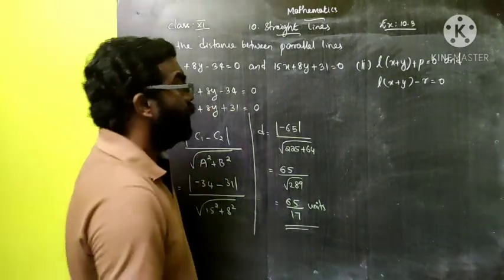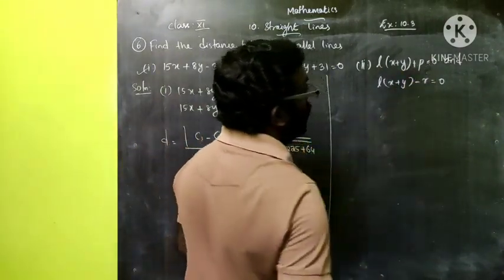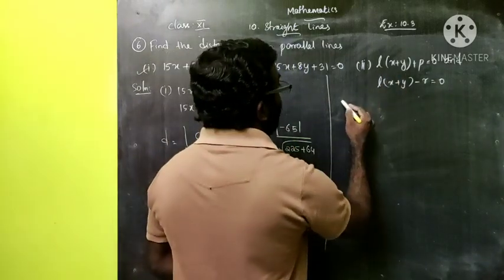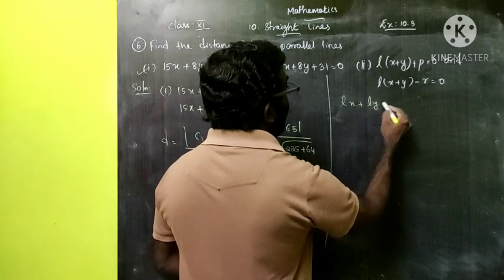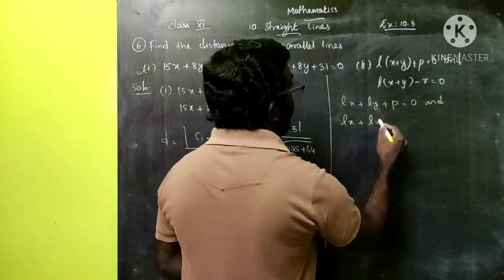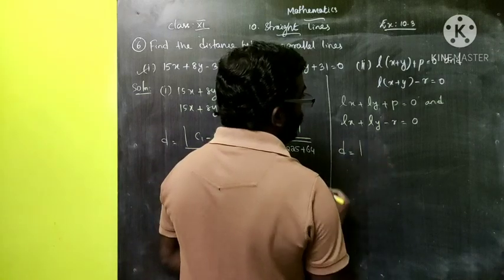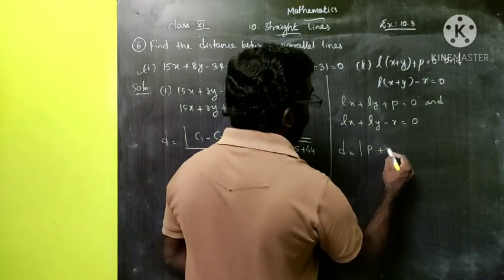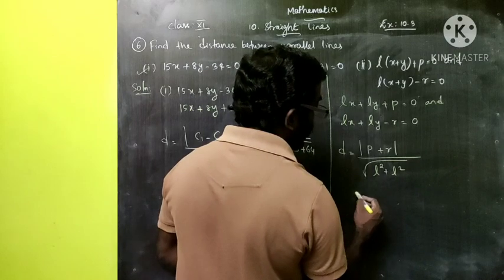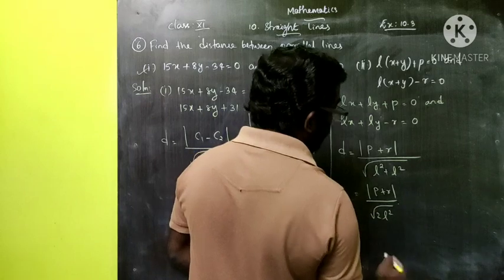Okay. And the second one is Lx plus y plus p is equal to 0 and Lx plus y minus r is equal to 0. First we can rearrange this one: Lx plus Ly plus p is equal to 0 and Lx plus Ly minus r equal to 0. d is equal to modulus of c1 minus c2, that is p minus minus r, p plus r, divided by root of L square plus L square. Modulus of p plus r divided by root of 2L square.